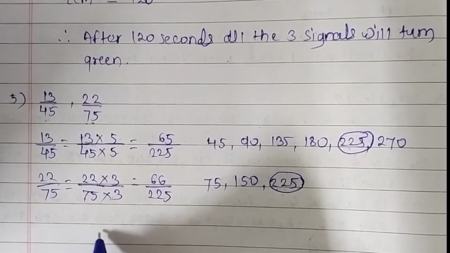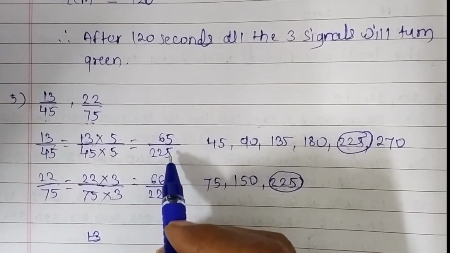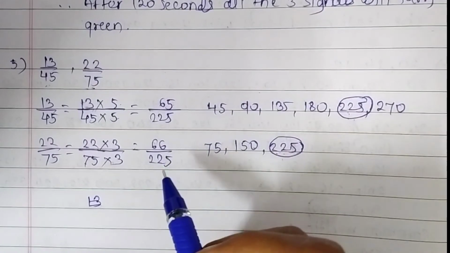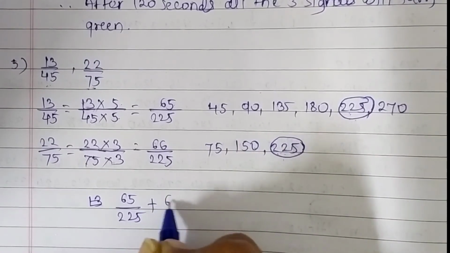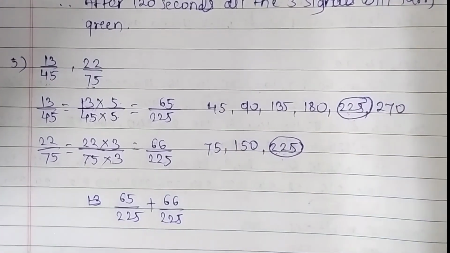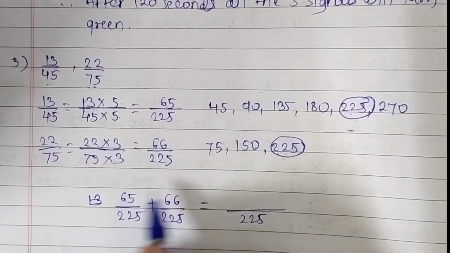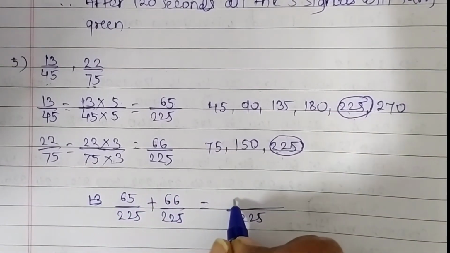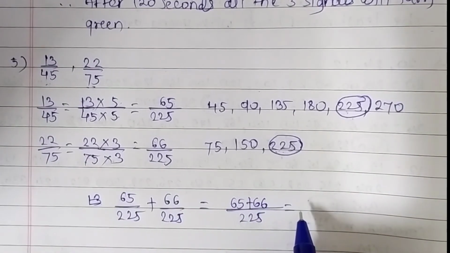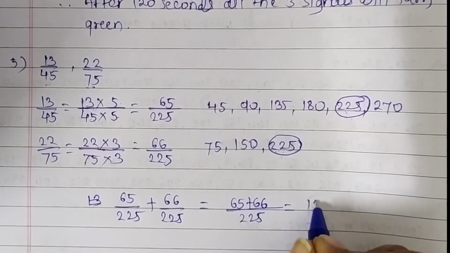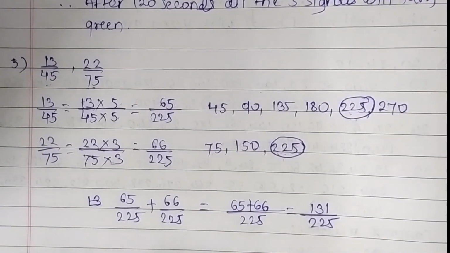So let's add it. Now we have to add 65 upon 225 and 66 upon 225. 65 upon 225 plus 66 upon 225. Write 225, our denominator, as a common, and just add our numerators. You know that very well. 65 plus 66 is equal to 131 upon 225. This is the solution of our practice set 25.